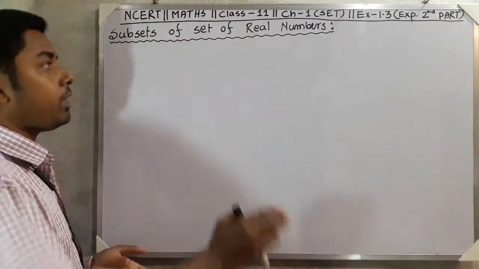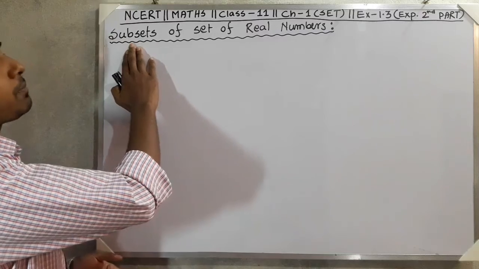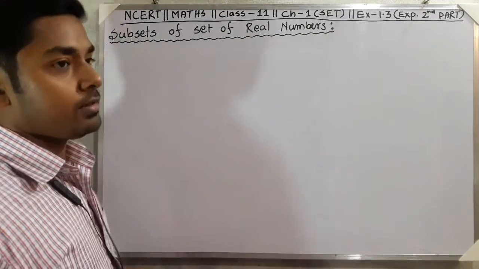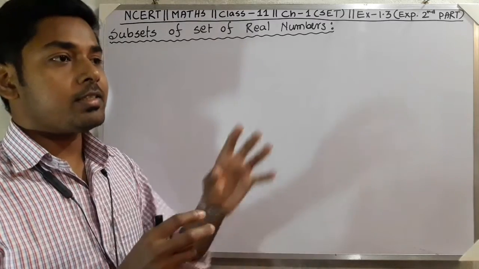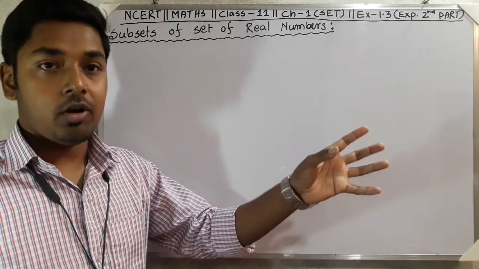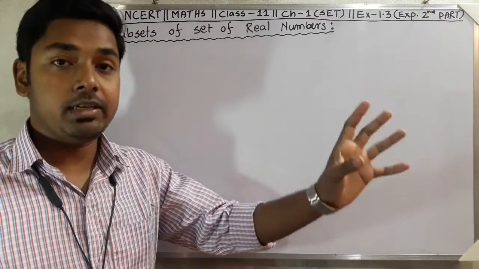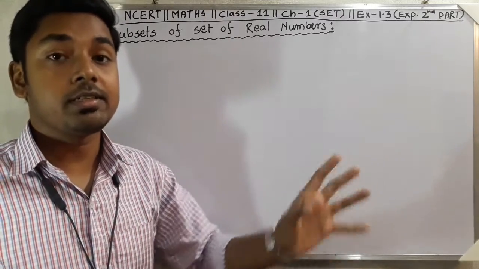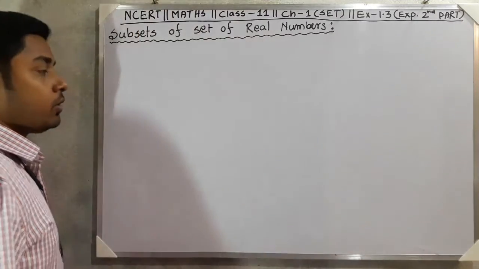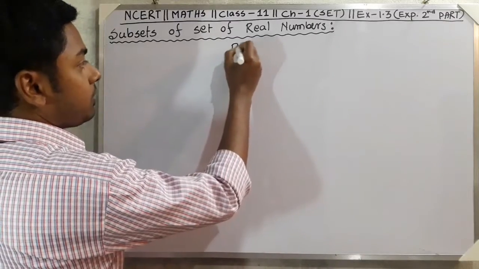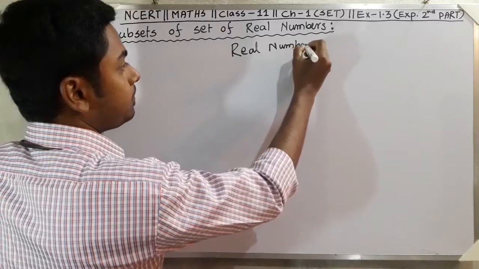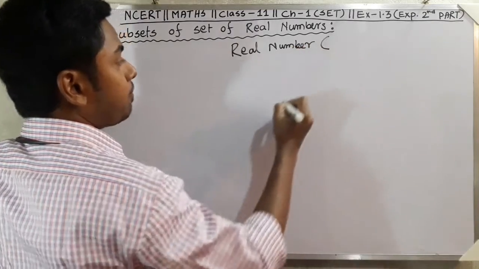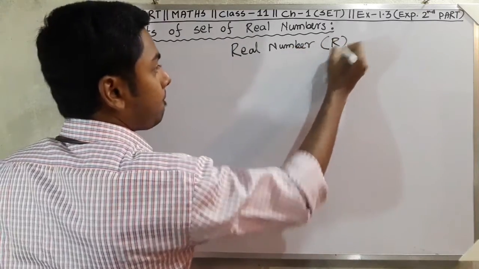So the first topic we have is subsets of the set of real numbers. Subsets of the set of real numbers means what subsets are there of real numbers. Real number का कितना क्या क्या subsets है ये देखेंगे. So first of all, real numbers, and we represent it by R.